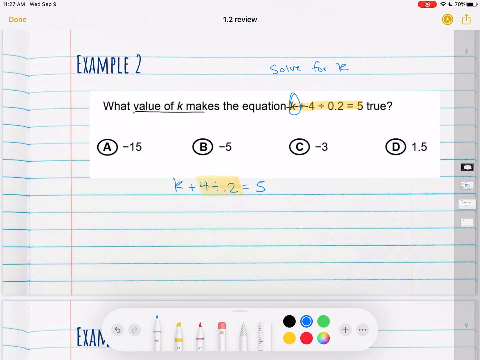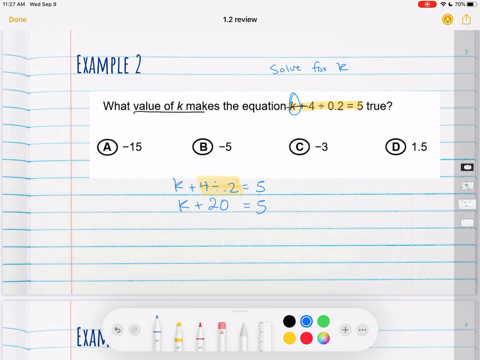Because division comes first in order of operations. So 4 divided by 0.2, that is 20. And again, this is something you could do long division by hand, or you could do a calculator. I just typed it in my calculator beforehand just to make things go a little bit quicker. So k plus 20 equals 5.